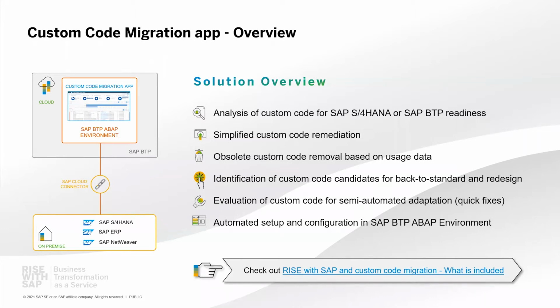The app comes along with an advanced clean code dashboard that allows you to identify the most expensive custom code as candidates for various back to standard and redesign activities. The app is able to identify custom code which can be adapted for SAP S/4HANA or SAP BTP ABAP environment in a semi-automated way using so-called quick fixes in ABAP Development Tools and Eclipse. And the app can be set up automatically and configured using the dedicated workflow in SAP BTP ABAP environment.